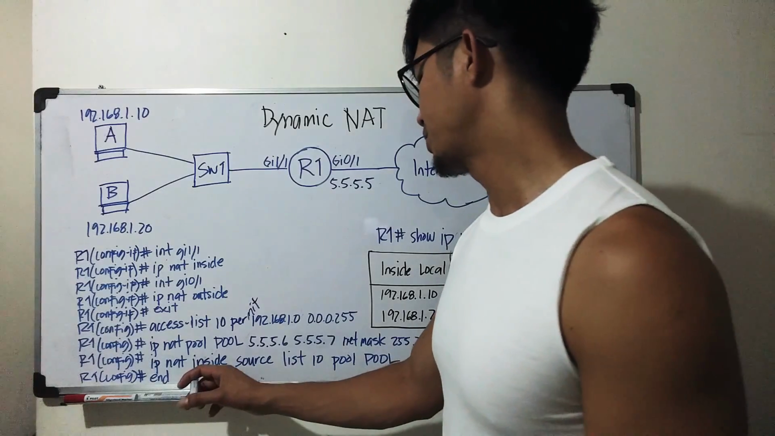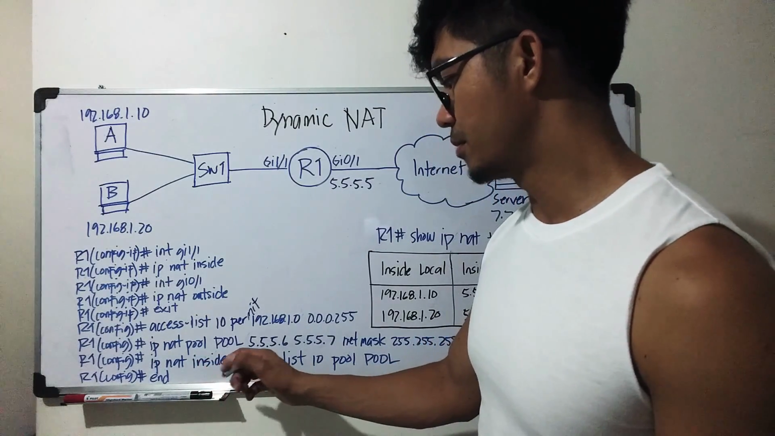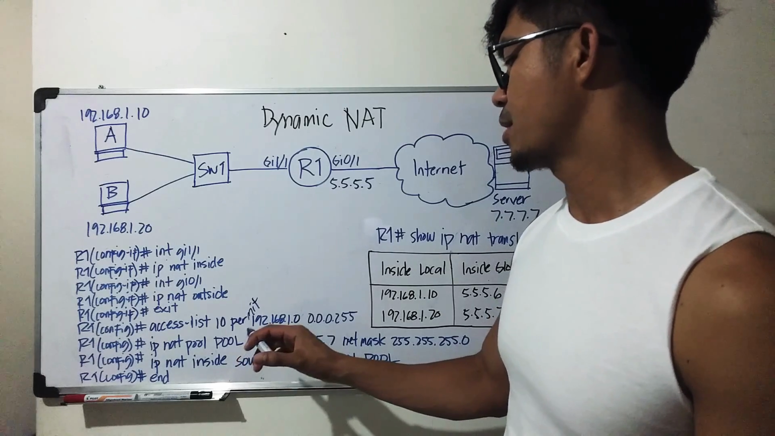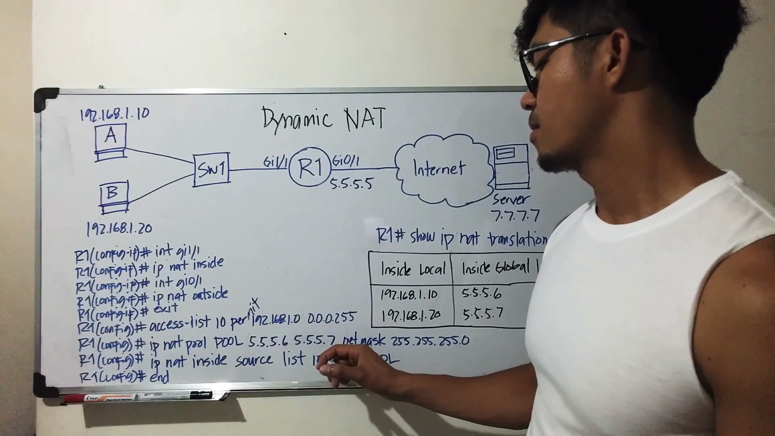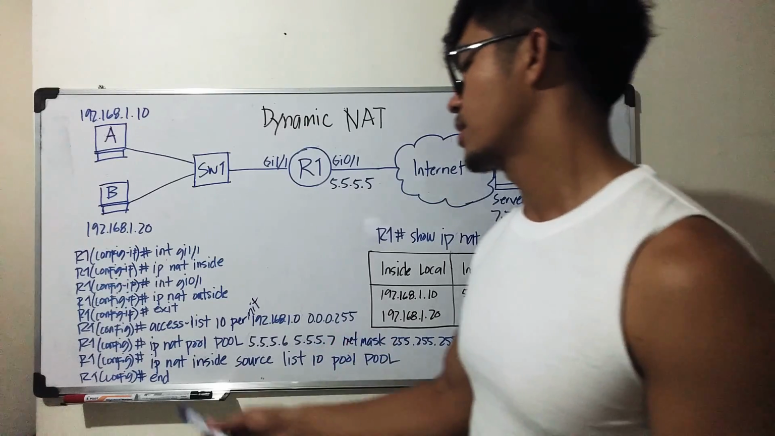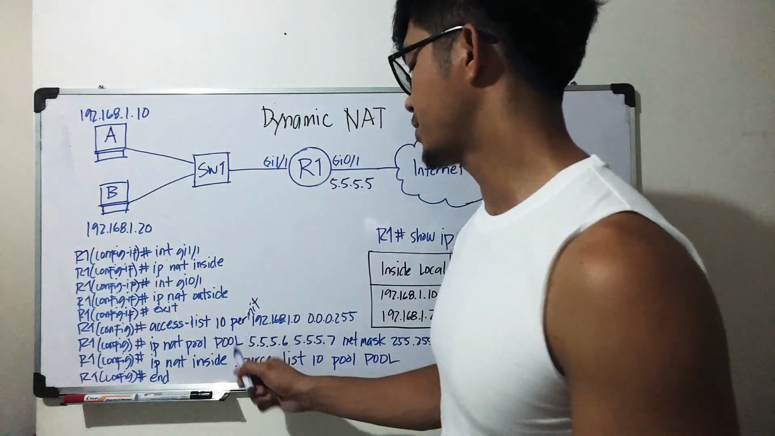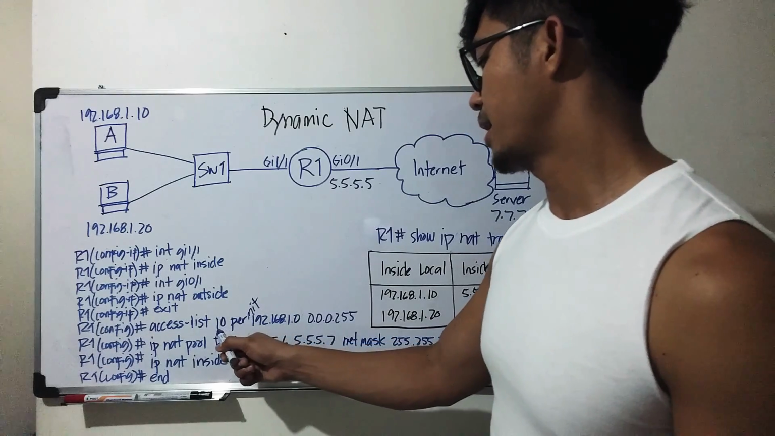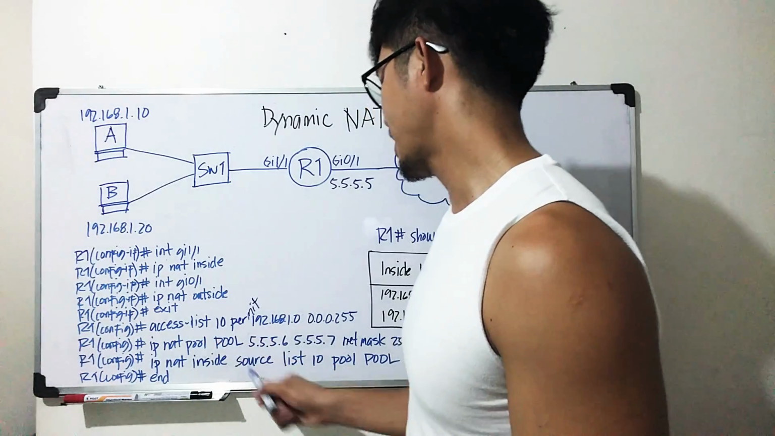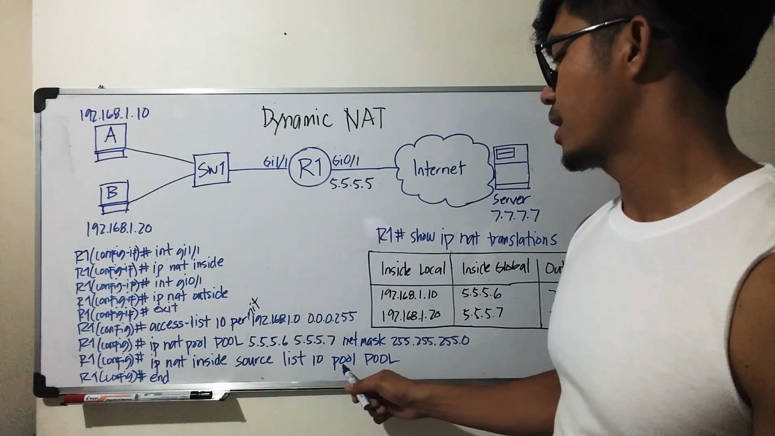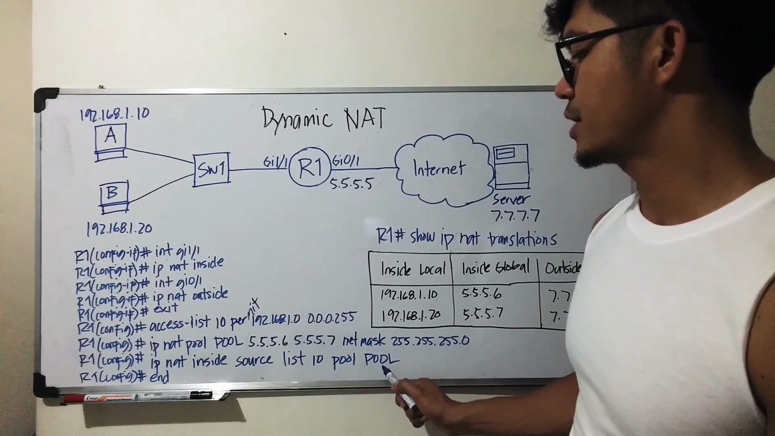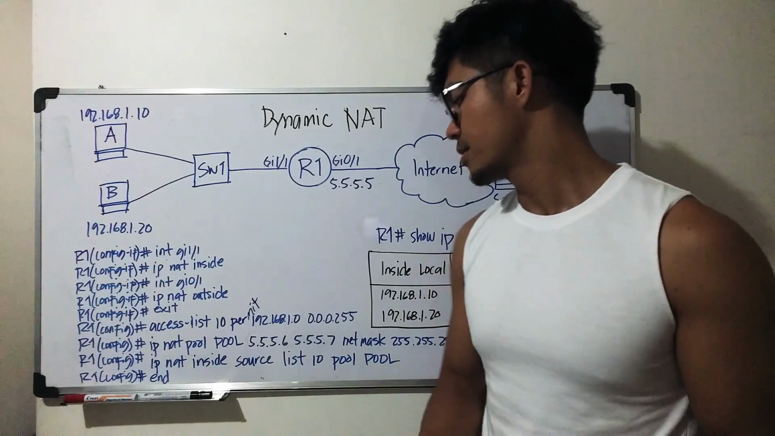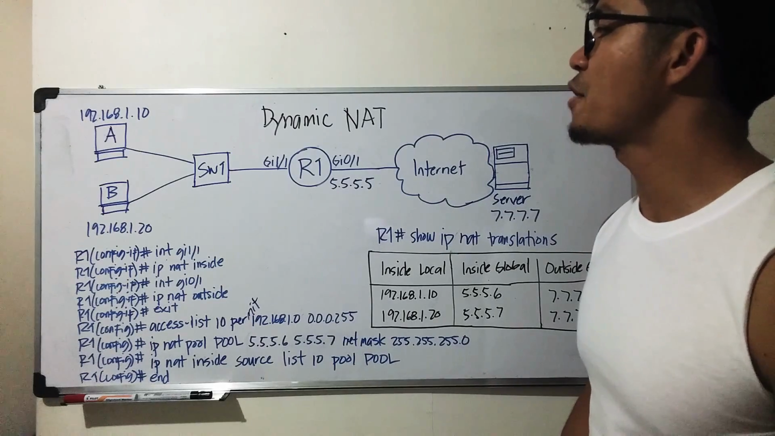And this is actually how you translate or specify the private IP addresses and the pool of public IP addresses. So ip nat inside source, of course, the source is the list that we created here, and it's got an access list number of 10, so that's why it's 10. And the pool, the name of our pool. And yeah, that's it. That's how you configure dynamic NAT.